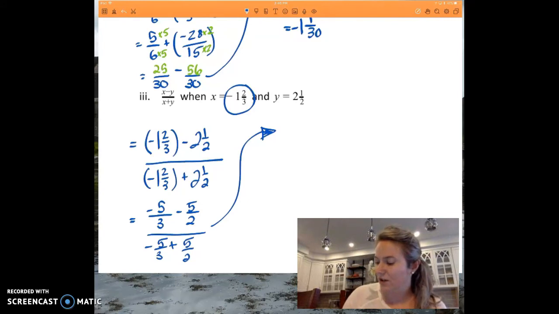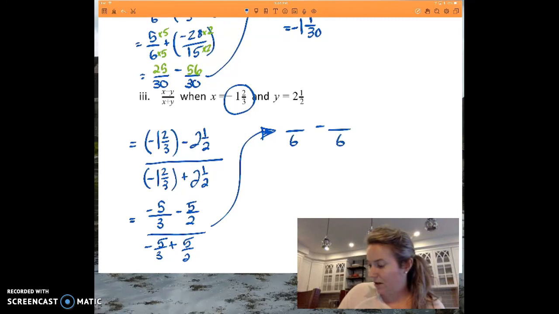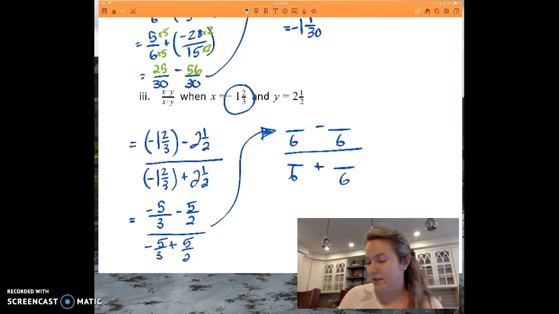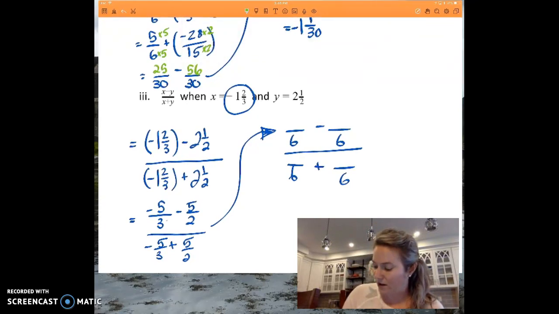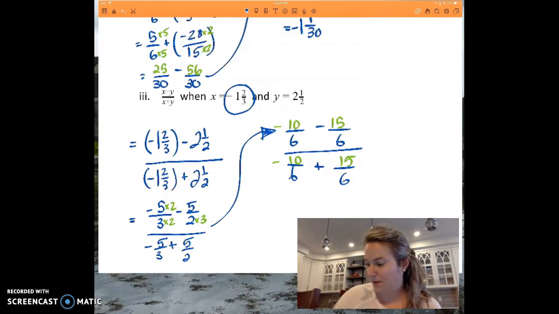So let's continue. I need a common denominator. My common denominator is going to be 6. So I'm going to have -6 on the top and plus over the 6's on the bottom. Now let's figure out what those numerators are. This is times 2. 5 times 2 is 10. This is times 3. This is 15. And it's -10. And so we've got -10 and 15 again.